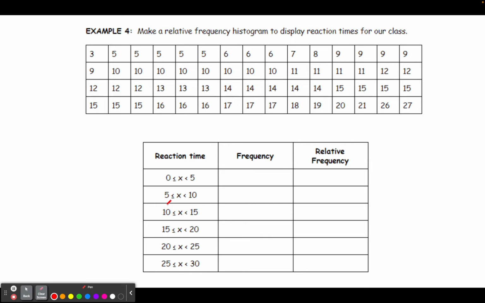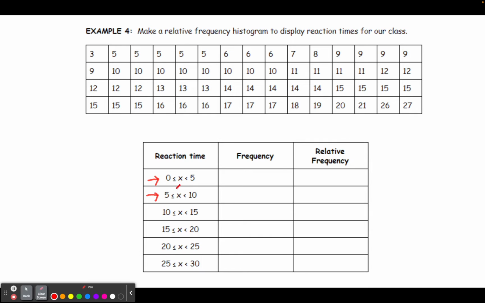I've already filled in the classes. And the classes here, we have 6 of them because there are 6 rows in this table, and each class has a width of 5. So notice this one goes from 0 to 5, the second one goes from 5 to 10, 10 to 15, and so on. And it's very important that these are consistent.